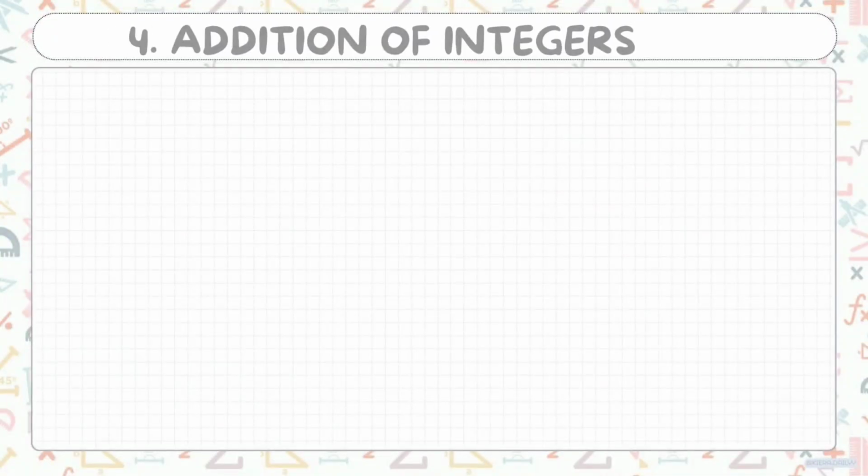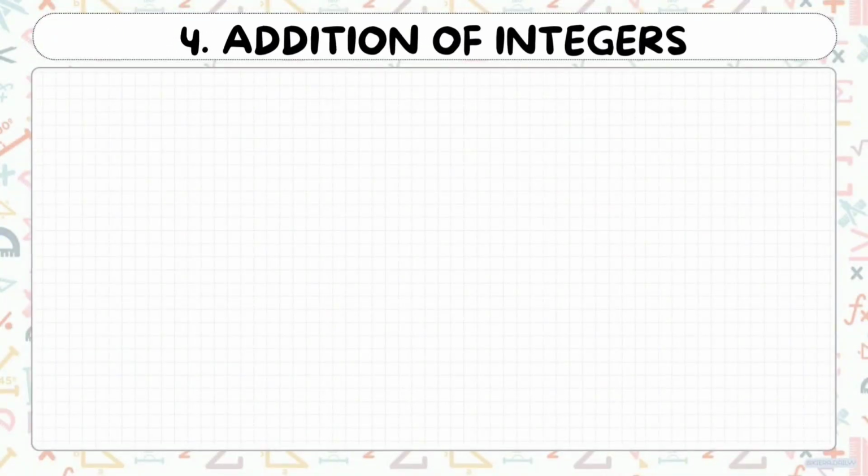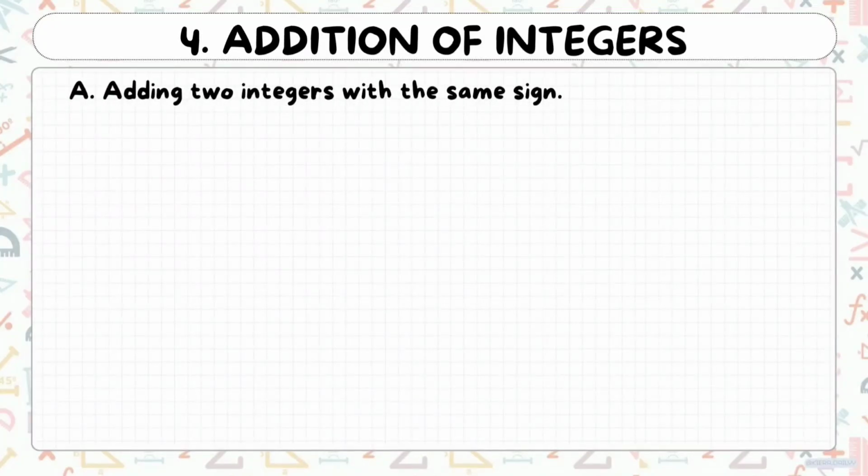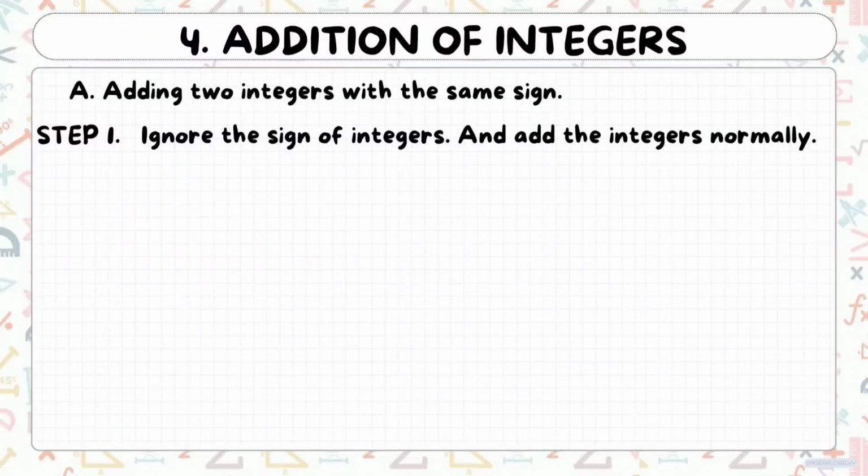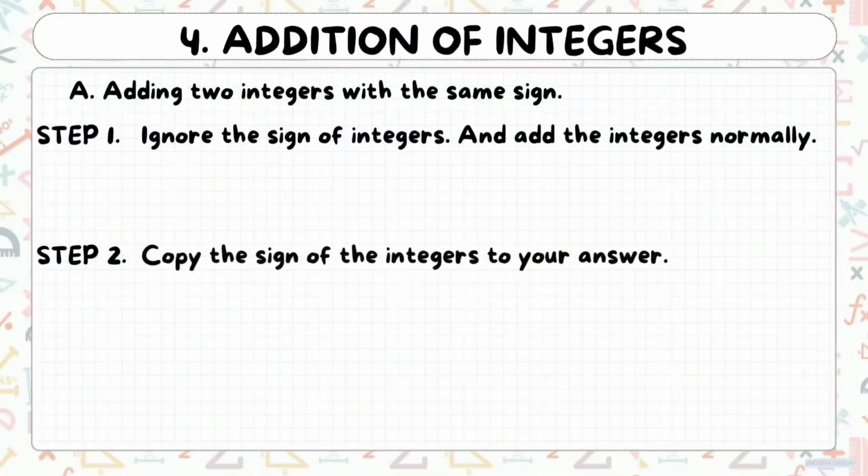Moving forward, we have now the next topic, addition of integers. We have two types of adding integers. Number one, adding two integers with the same sign. This is one of the easiest additions of integers, because in step one, we just have to ignore the signs and add the integers only. We forget the negative and positive sign of each integer and just add the integers normally. Step 2 is that we copy the sign of the integers to our answer.